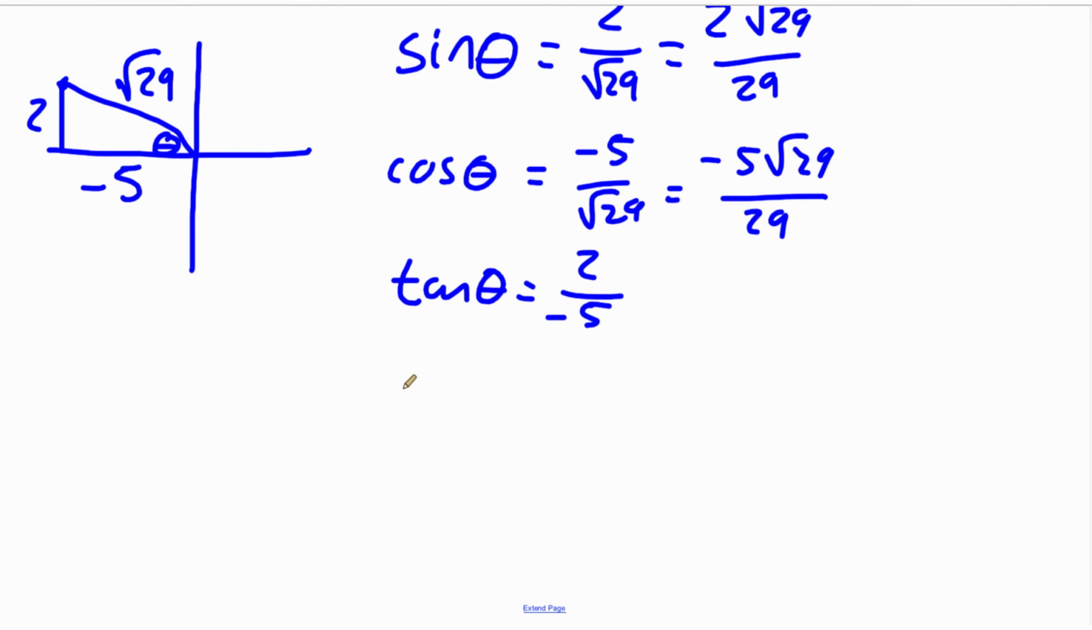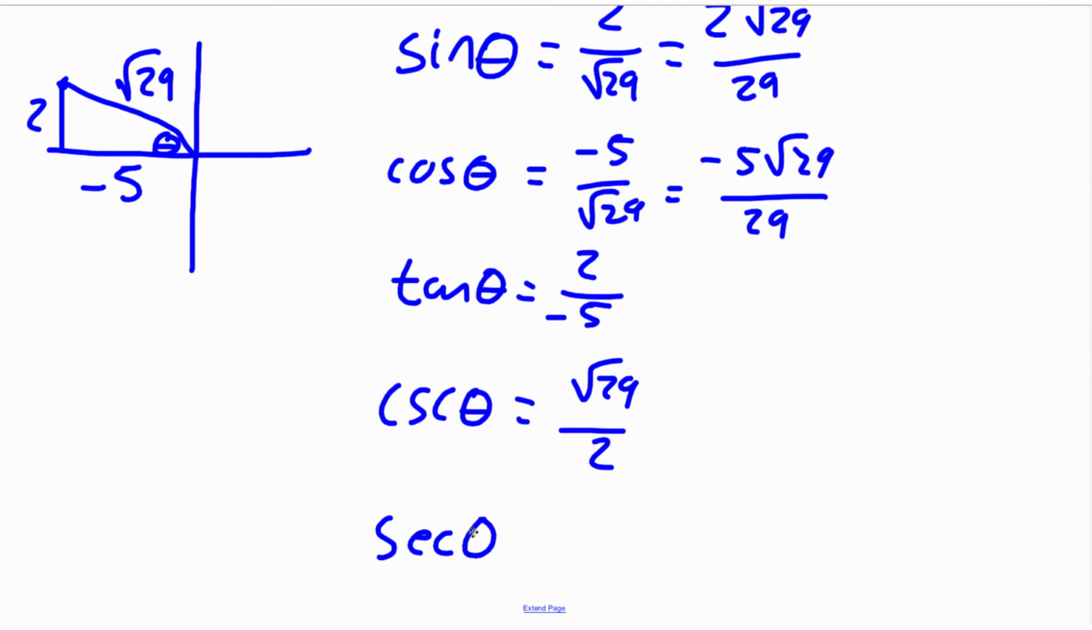Then if we start doing all of those reciprocal functions, the cosecant is the reciprocal of the sine, so we've got root 29 over 2. The secant is the reciprocal of the cosine, so we get root 29 over -5. And the cotangent is the reciprocal of the tangent, so we get -5 over 2.